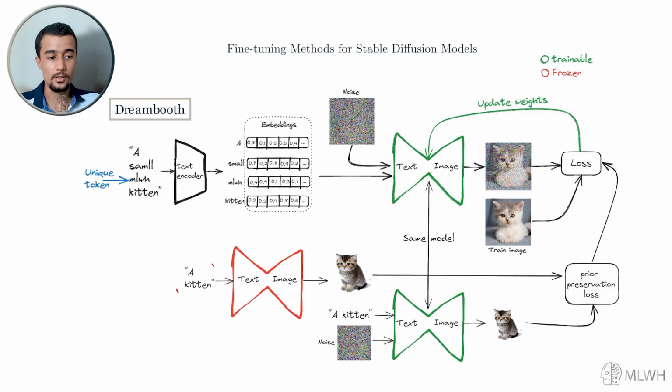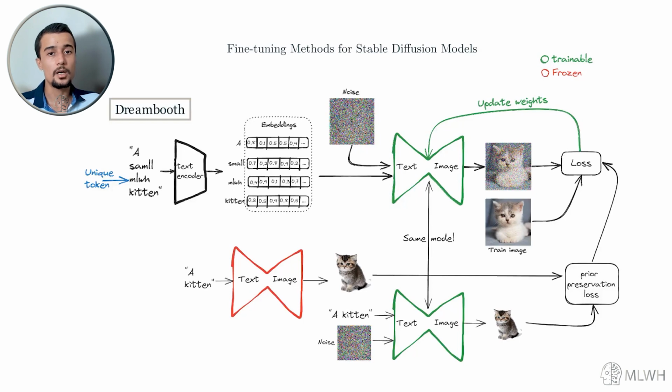So here we have a second prompt, similar to the first one, but without the unique token. It is used by a frozen copy of the Stable Diffusion model to generate images of random kittens. So these images are referred to as class images, and they serve as a second training set. And then the prior loss is calculated and added to the initial loss, and then they are both used to update the Stable Diffusion weights.